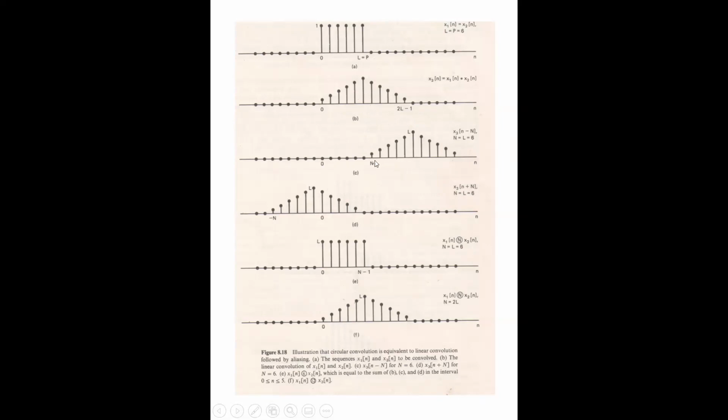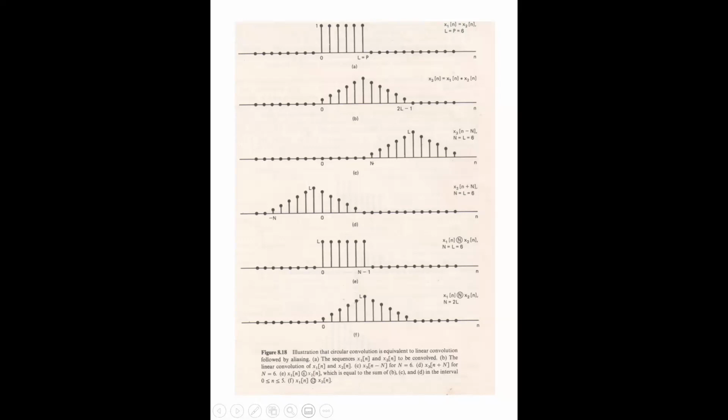If I had shifted this out by 11, then the second cycle would have started here, so there would not have been any overlap. If I shift it out by 12, then also there will not be any overlap. If I shift it out by 13, then also there will not be any overlap. So what does it mean? The value of capital N should be greater than or equal to L plus P minus 1 for circular convolution to be the same as that of linear convolution.